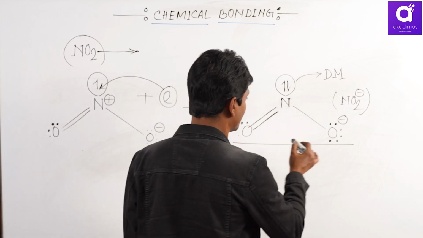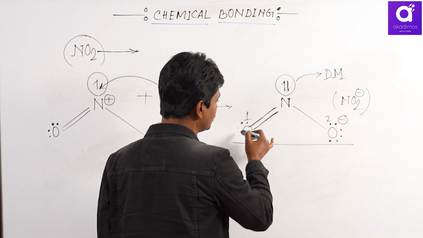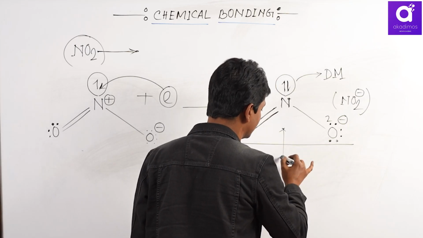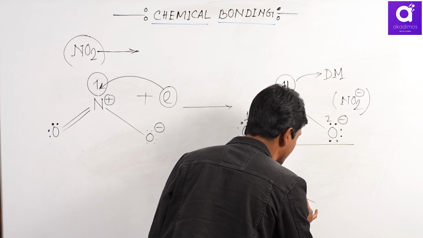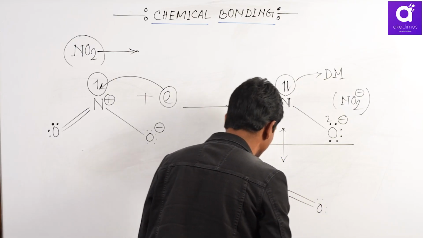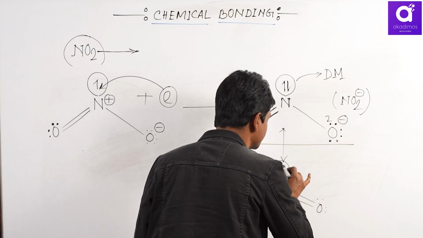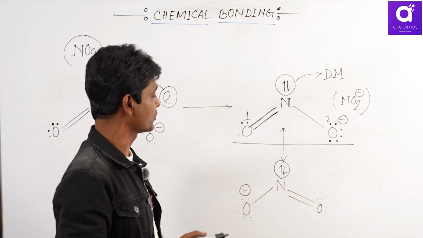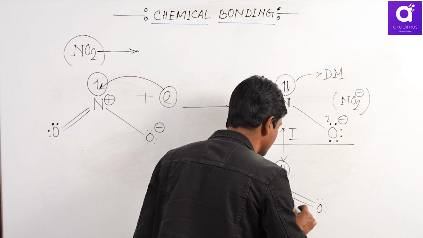Another point is important. Let this be oxygen 1, and this oxygen 2. Here you will also get another canonical form, where this is single bond and this is double bond, with 2 lone pairs, and here 3 lone pairs with -1 charge, and on nitrogen you will get a lone pair with 0 formal charge. These 2 canonical forms are identical and they have equal energy.